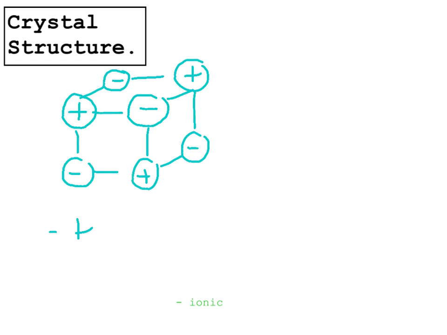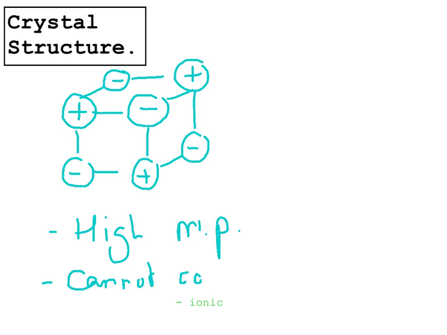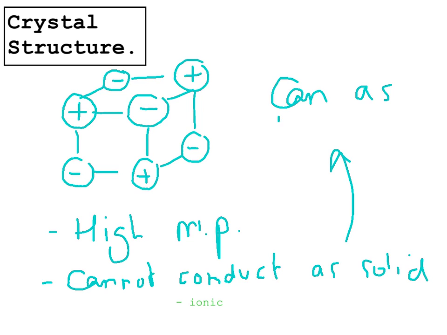So they have a high melting point due to the fact they have lots and lots of strong ionic bonds that must be broken, and cannot conduct as solid, but can as liquid. So if you melt an ionic compound, the bonds will break, and that will release the ions to be able to move.